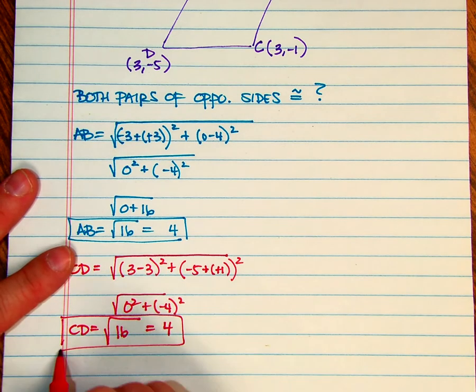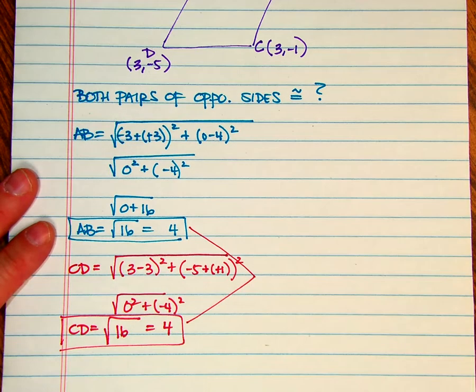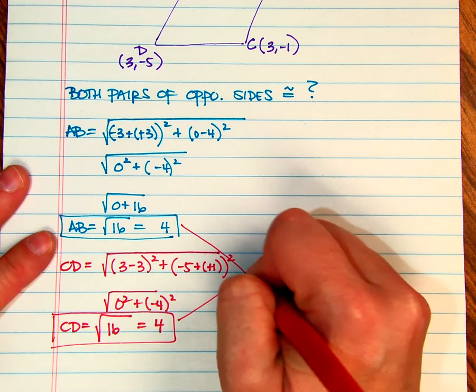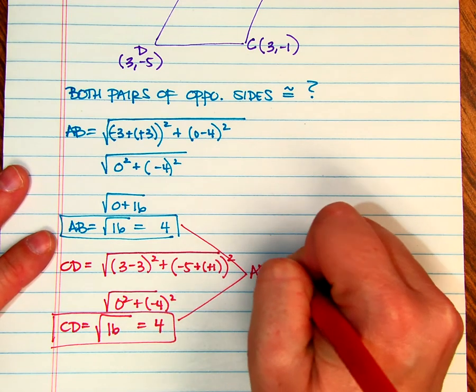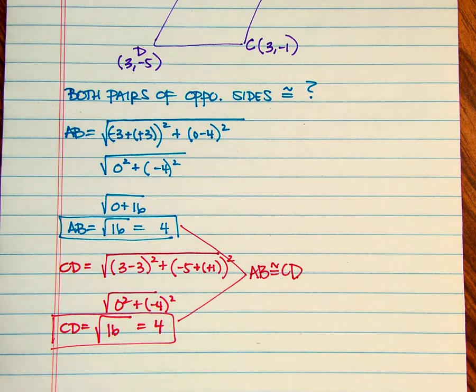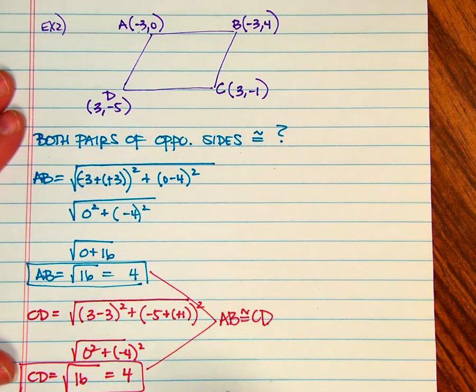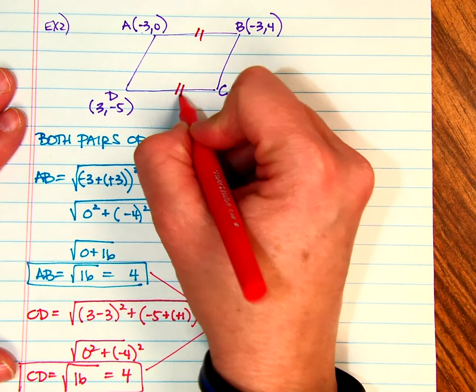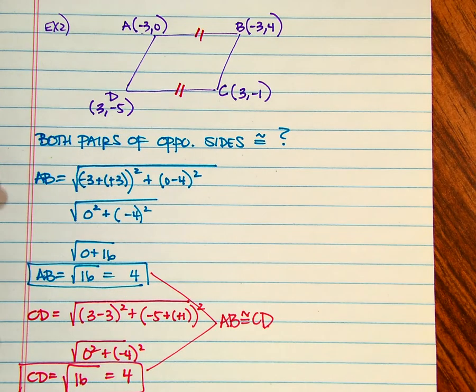We're not done yet. So we have the fact that those are congruent. So AB is congruent to CD. So I could go up to my diagram and put some tick marks there. But now I got to prove the other pair. Some of these might have some little lengthy work.